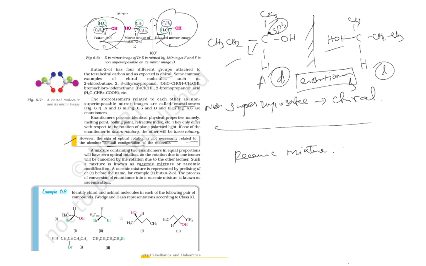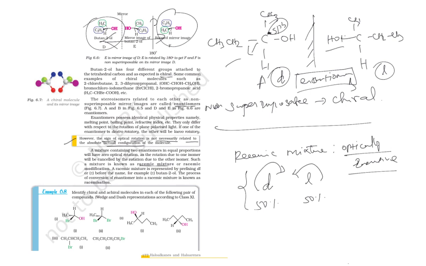First of all, this racemic mixture is optically inactive. Why? If I am taking the racemic mixture, there is a presence of 50% D isomer and 50% L isomer. So 50% of the isomer will rotate in the clockwise direction, and 50% will rotate in the anti-clockwise direction. So at the end it gets cancelled. So this is optically inactive.